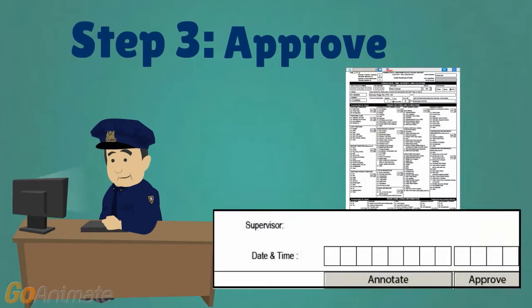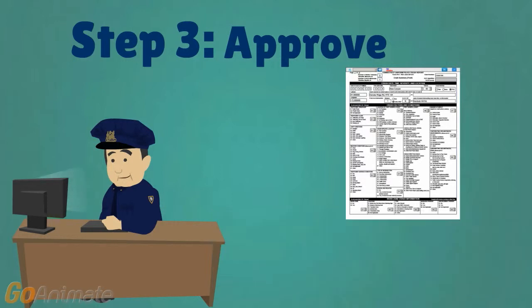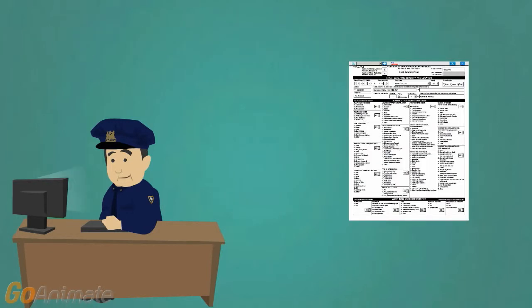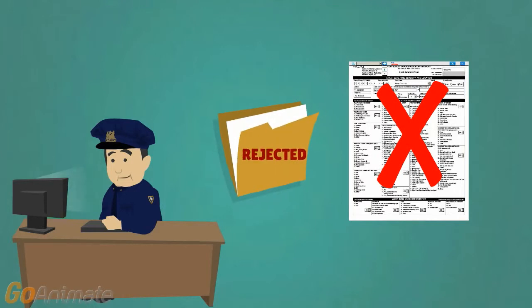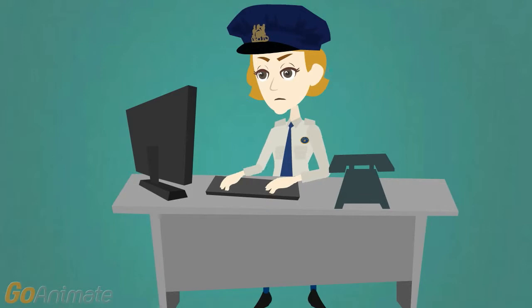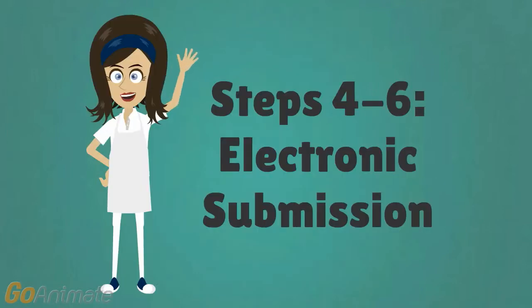They'll do this by typing their electronic signature in the supervisor field, clicking Approve to revalidate the PDF and check for any errors, and then saving the crash report in the approved folder. If the information is not correct, supervisors should move the PDF to the rejected folder so that the officer who completed it can make the appropriate edits.